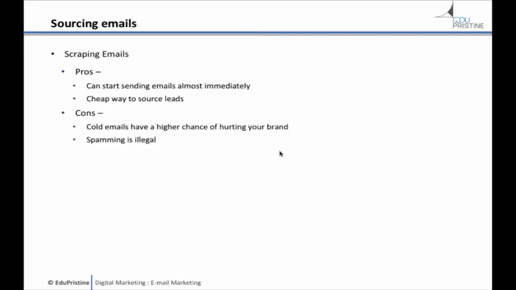Okay. What is another way? Scraping emails. Now, a lot of you wouldn't have thought of this, but a lot of people, if you go to places like, say, OLX or Quikr, you would usually see their email addresses there, right? So that is how you scrape it, which means that the email is available somewhere in some websites. You start picking up the email addresses from there. So you can start sending emails almost immediately. It is a cheap way to source leads.